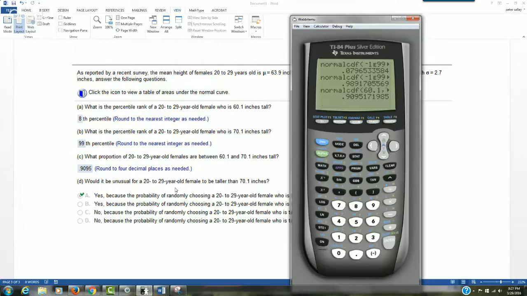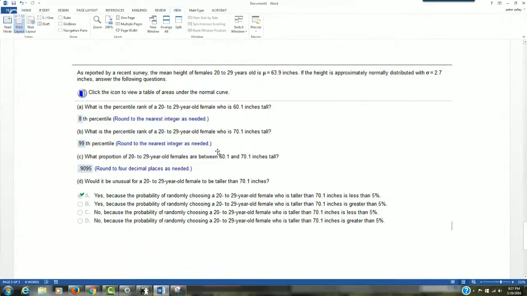Would it be unusual for someone to be bigger than 70.1? Okay, so that's actually referring back to part B. We got that someone who is 70.1 is in the 99th percentile, and they're asking, is it weird to see someone taller than that? There's only 1% of the data that would ever be taller than that. And this 5% is the magic number I care about. So clearly 1% is less than 5%. So yeah, that's rare enough that I get excited about that. So that's why A is the right answer there, that it's less than 5%. So that is something significant, or something we would define as unusual. Any questions about that?